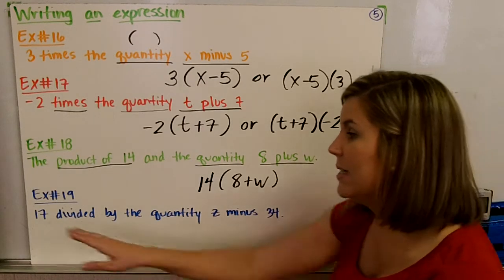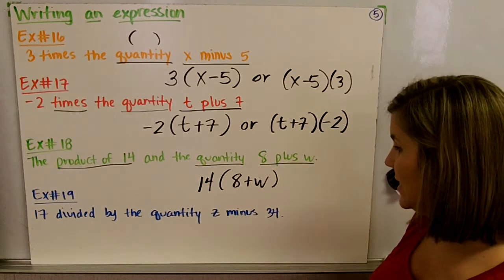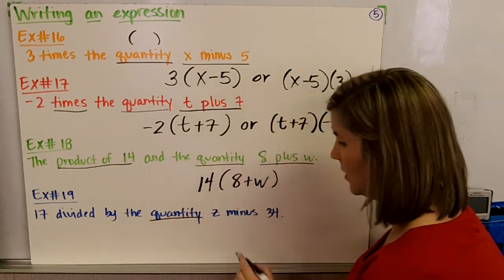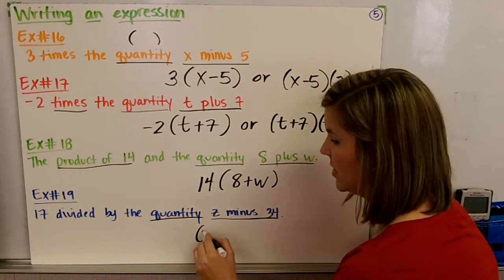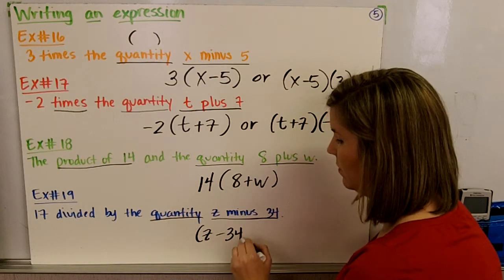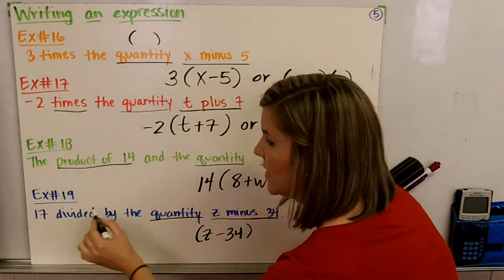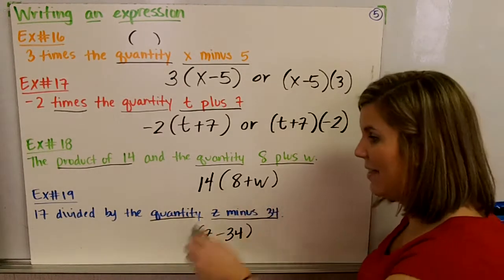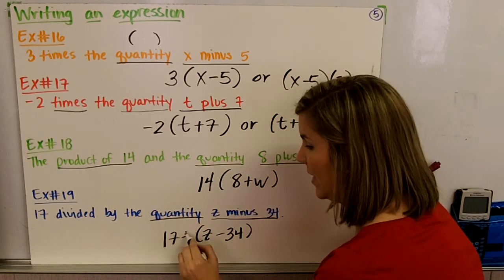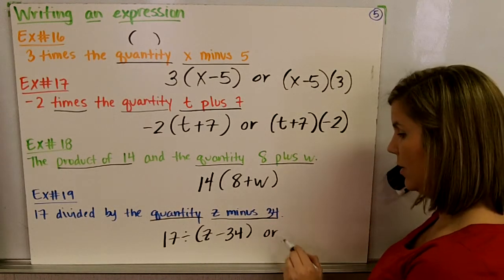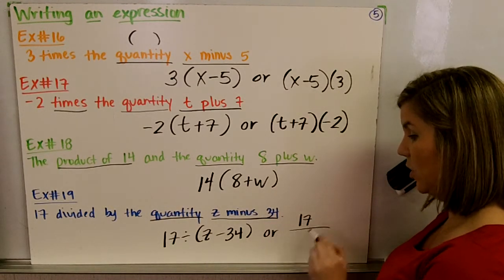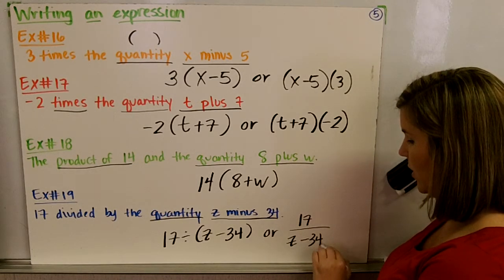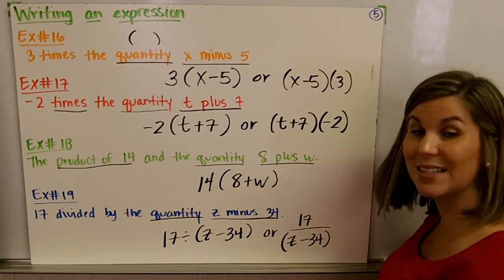Example number 19. 17 divided by the quantity z minus 34. So again, I have quantity, and this is what goes inside my parentheses, z minus 34. And 17 divided by that. So this means 17 divided by this. Another way to write it is as a fraction, 17 over, which means divided by, z minus 34, and you need parentheses around that again because it says quantity.